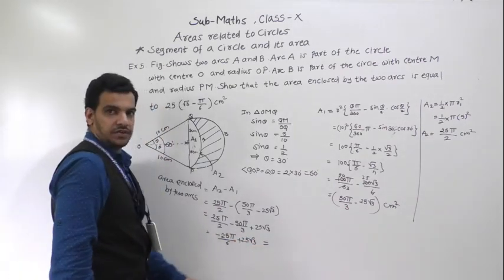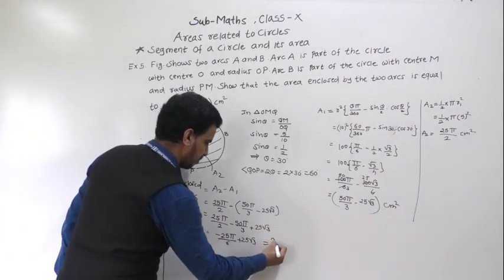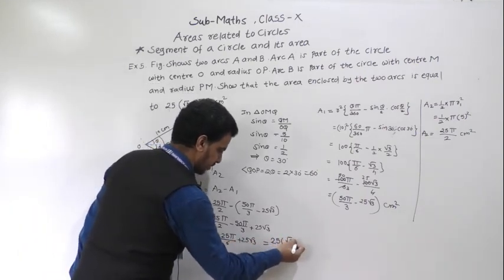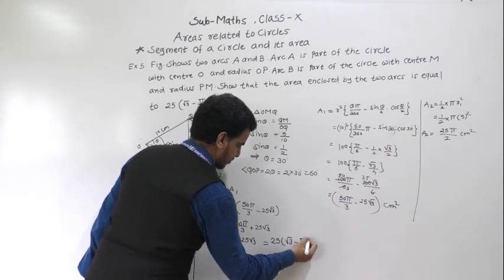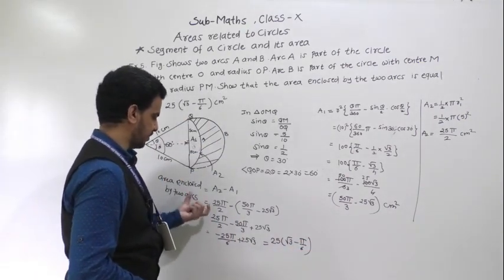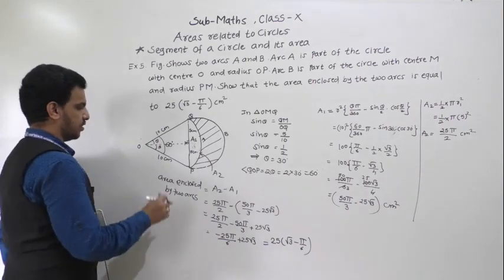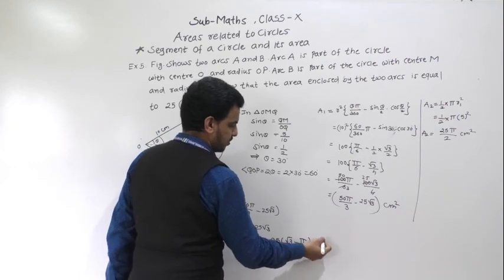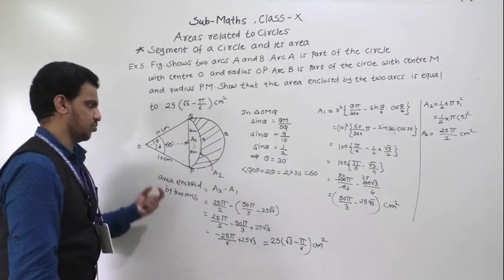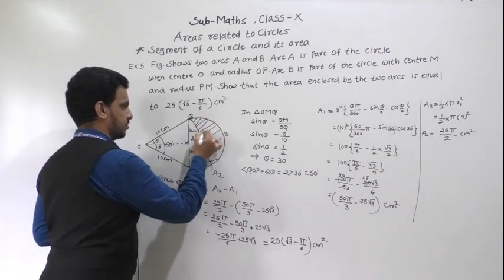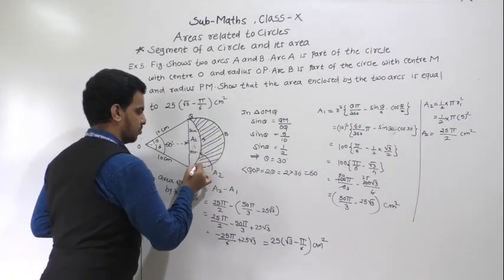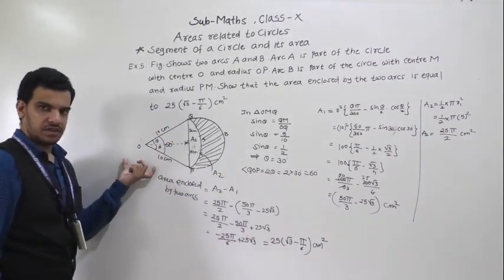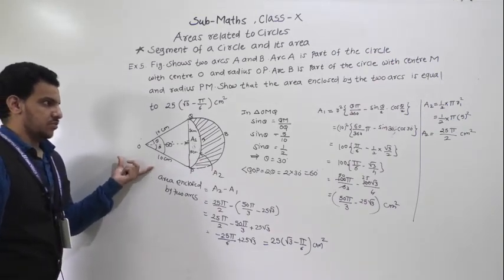Now take 25 common. If you take 25 common, what remains? This term I am writing first, that is root 3 minus pi by 6. So the area enclosed between two arcs is equal to 25 in bracket (root 3 minus pi by 6), and write the unit centimeter square. So this shaded region is equal to 25 into (root 3 minus pi by 6) centimeter square. Understand this one? Okay, thank you.